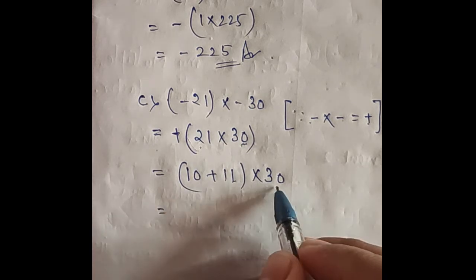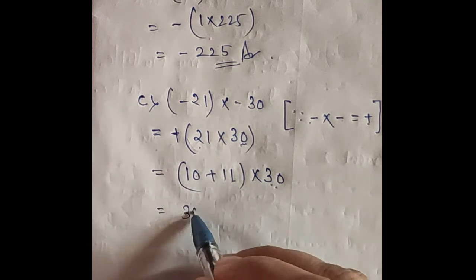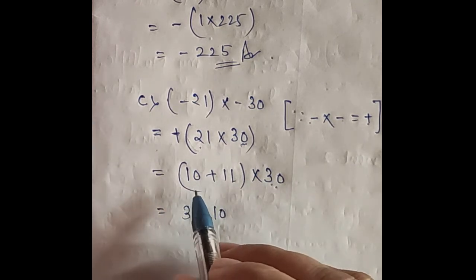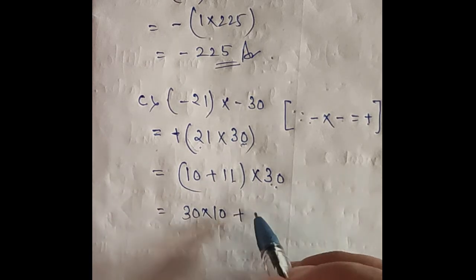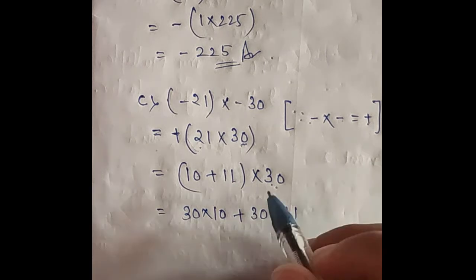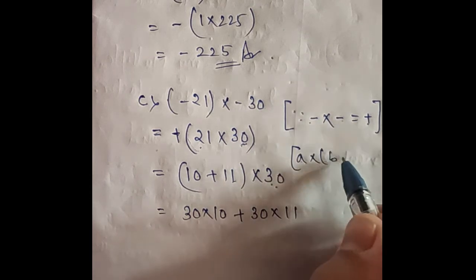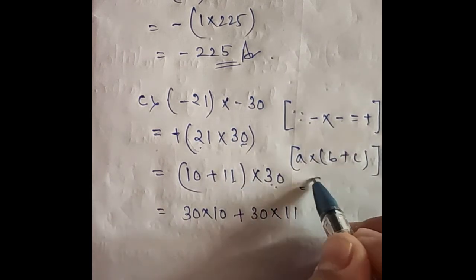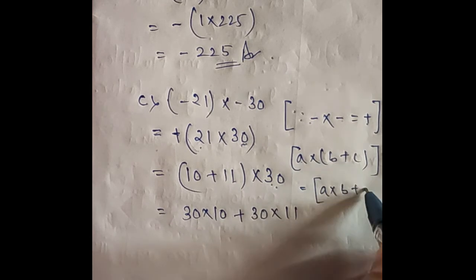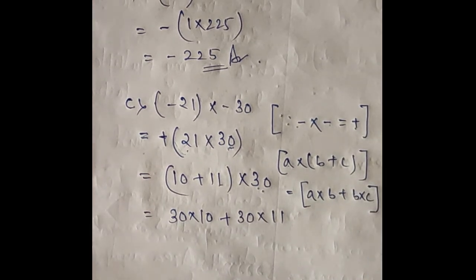So when you are breaking like this, you now have to multiply 30 into 10. You can write 10 into 30 also, no problem, plus 30 into 11. I'm just using the formula here. Okay, what was the formula? A into (B plus C) is equal to A into B plus A into C. So this formula I'm using here. Using this concept we will solve.